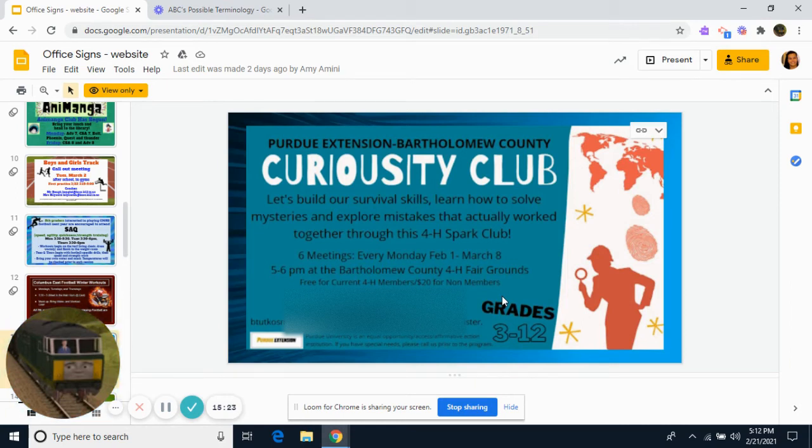Which is all the Curiosity clubs for 3 to 12. If you want to be in that Spark club, let's build our survival skills. Learn how to solve mysteries and explore mistakes that actually work together through this 4-H Spark Club.